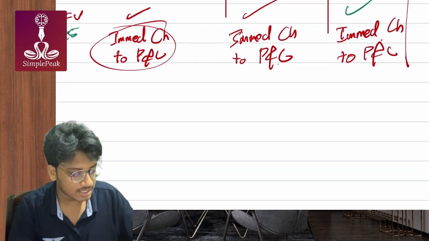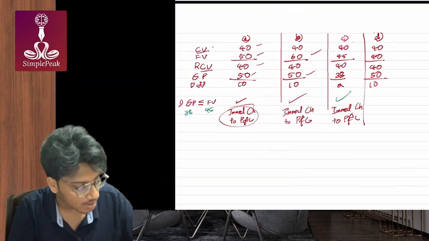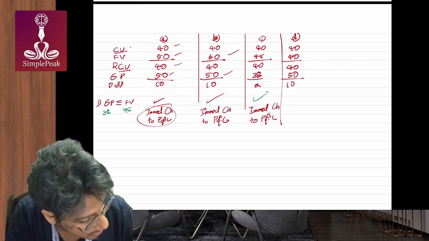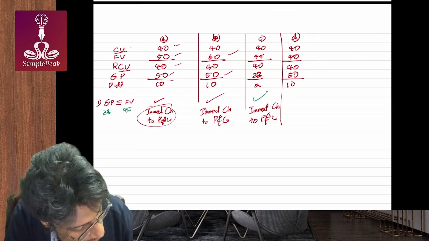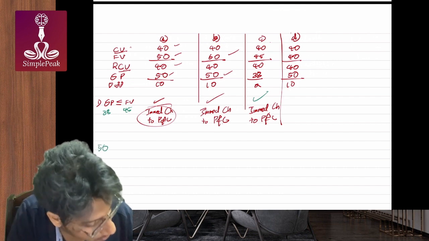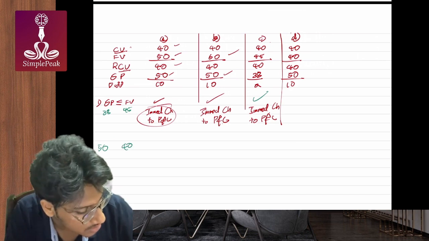Okay. Now let's check it out. Sale price is less than or equal to fair value. We need to check that. What does the sale price come to in this case? Sale price is 50, fair value is 40. No, the condition does not satisfy.